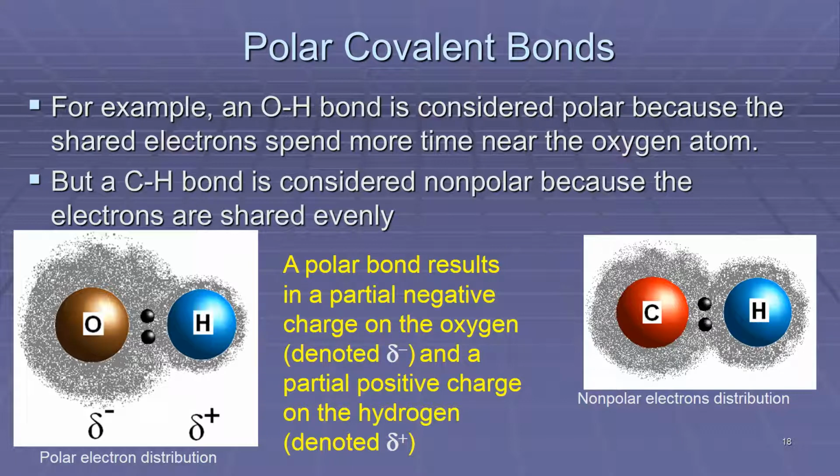And so what happens, because the electrons are more toward the O, that makes the oxygen a little bit more negative than the hydrogen, and so we say it's got a partial negative charge on the oxygen. We give the symbol delta negative, meaning a partial. It's not a full-blown charge, but partial. And then a partial positive charge on the hydrogen.